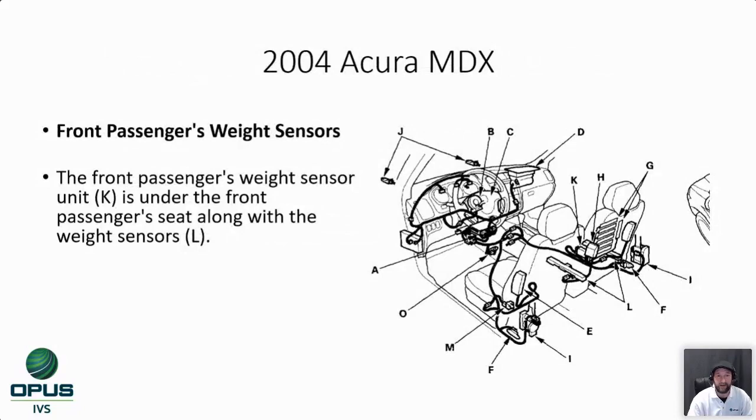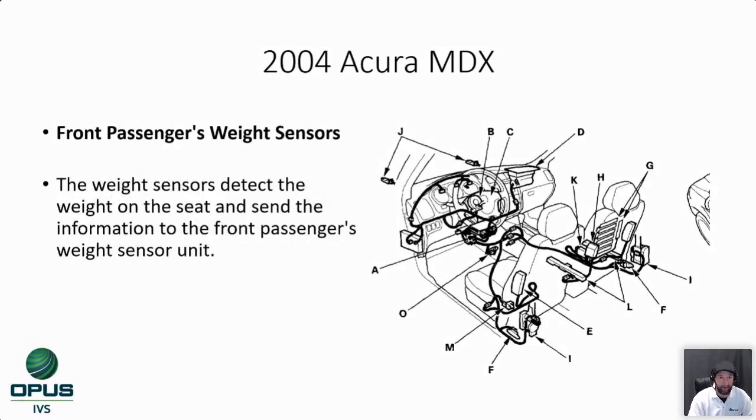So front passenger weight sensors. They placed them underneath the seat. They were right along the seat frame. And they were there to just basically detect that something was in the seat. They used an older strain gauge style sensor. We'll get into the testing on those.